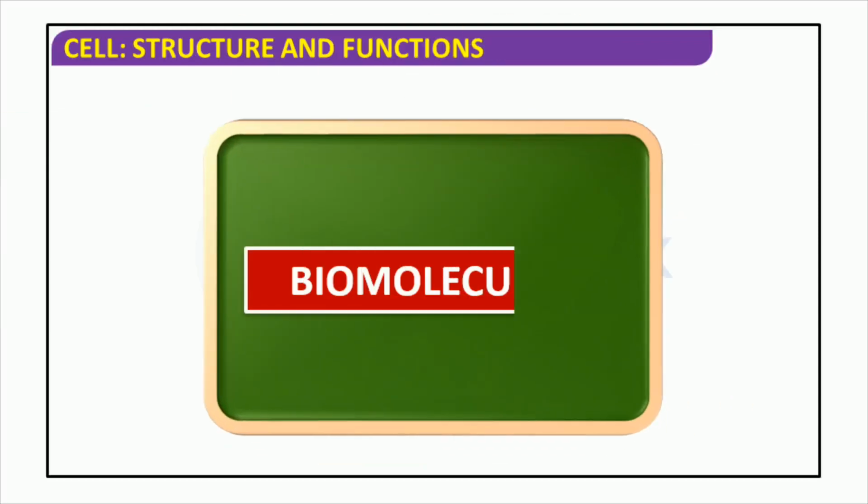Welcome everyone. Today we will be discussing the different types of chemical bonds that link monomers in a polymer and their relation to secondary structures.